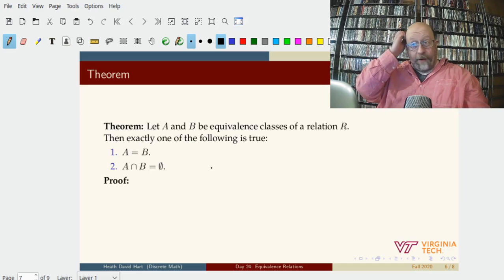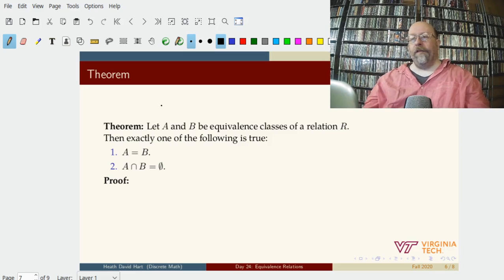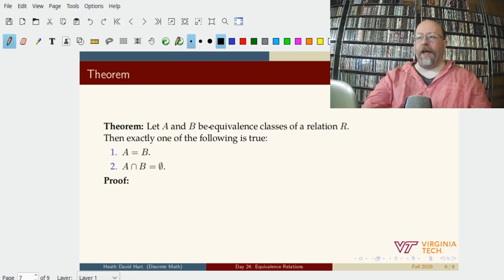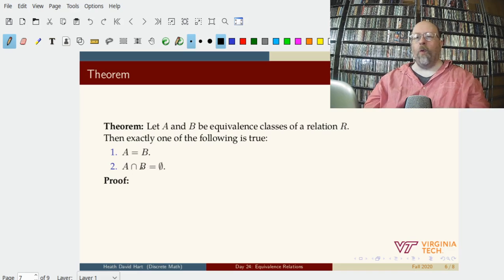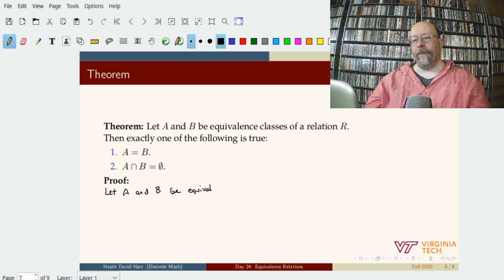So we have this theorem here. If A and B are two different equivalence classes, these sets that we just looked at, then exactly one of the following is true: either they are equal to each other, or their intersection is the empty set. Okay? So let A and B be equivalence classes of a relation R.